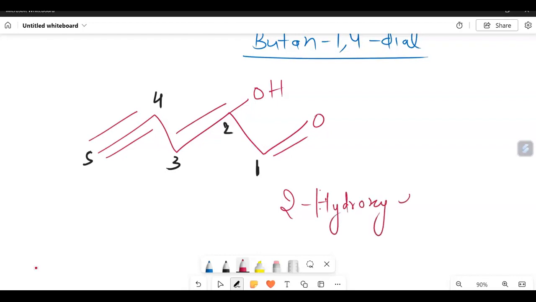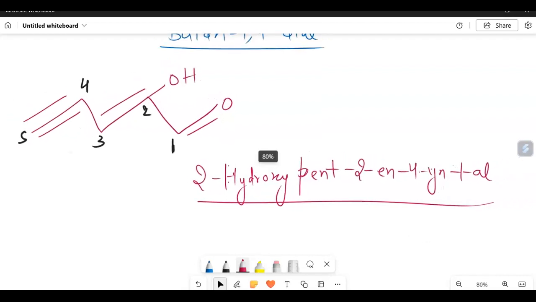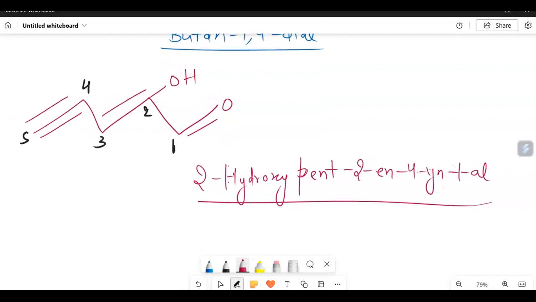Then there is pent. Then there is a double bond at 2, right? Double bond at 2 and triple bond at 4. So you can name it like 2-ene and 4-yne. Okay, got it? And 1-al. So this is the name of this compound. You can check it. Just a good example you can write down.